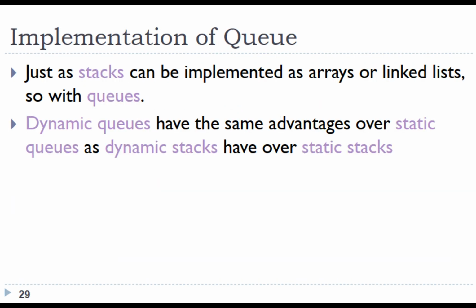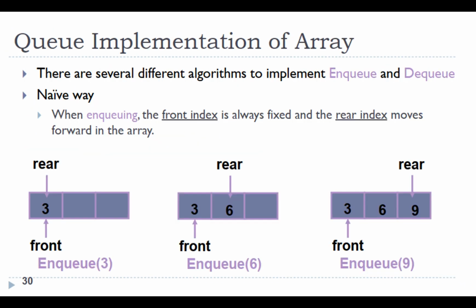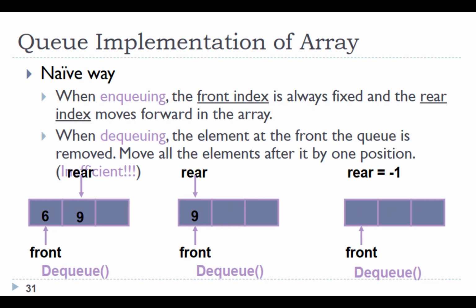Implementation of queue. Just as stacks can be implemented as arrays or linked lists, so with queues. Dynamic queues have the same advantages over static queues that dynamic stacks have over static stacks. 29. Queue implementation with an array: there are several different algorithms to implement enqueuing and dequeuing. Naive way: when enqueuing, the front index is always fixed and the rear index moves forward in the array. Enqueue 3, enqueue 6, enqueue 9. 30.